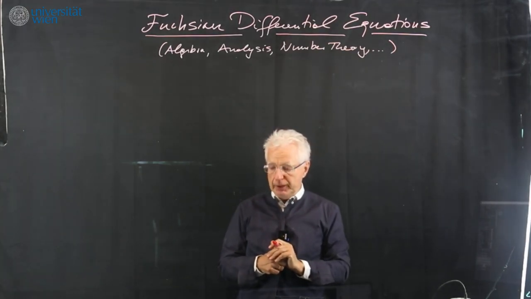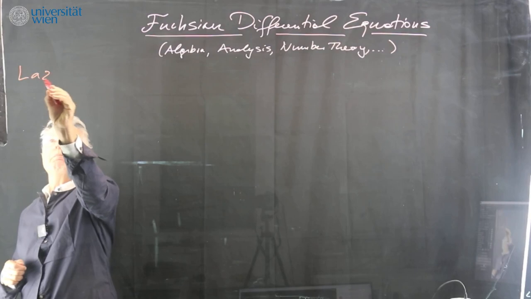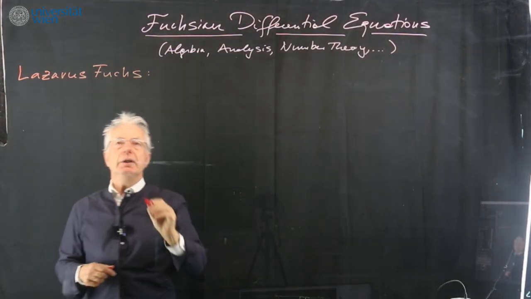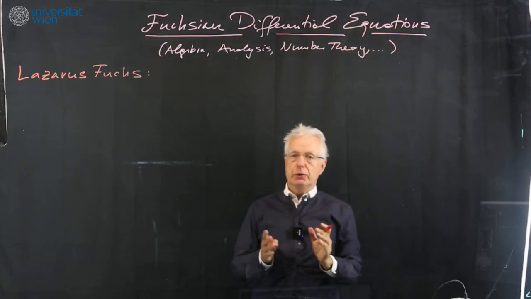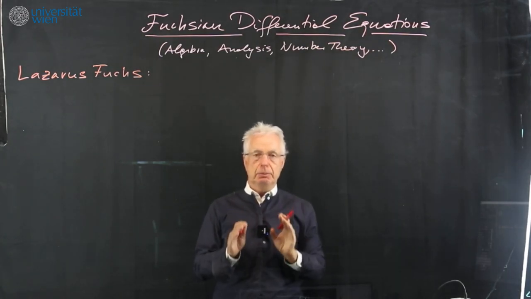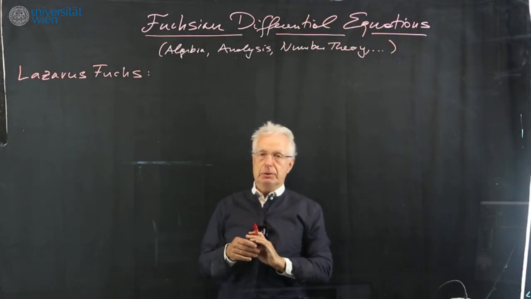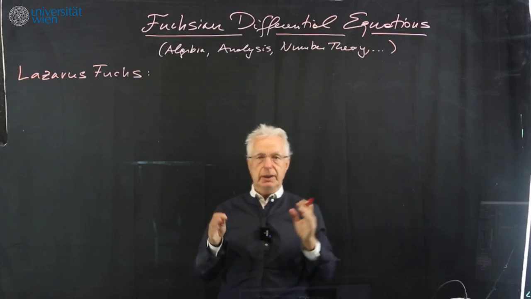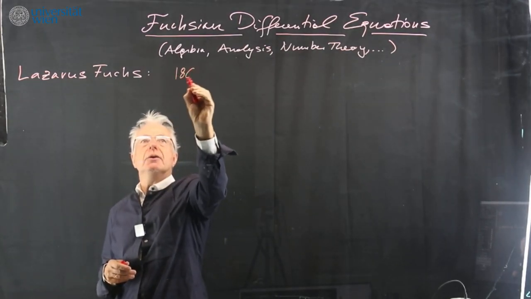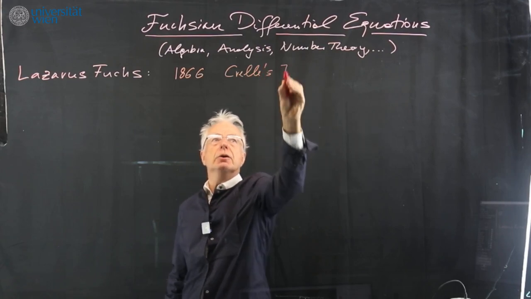But before starting with the basics, let me just mention the name of Lazarus Fuchs. He asked himself, can you characterize those ordinary linear differential equations which have nice solutions? He had to make precise what he means by nice or moderate solution, which we will do also here. And then he was able to characterize these. And this opened up, as I already told in the trailer, a huge area of research. This was a paper in 1866 in the Journal of Pure and Applied Algebra, which is also called Crelle's journal.